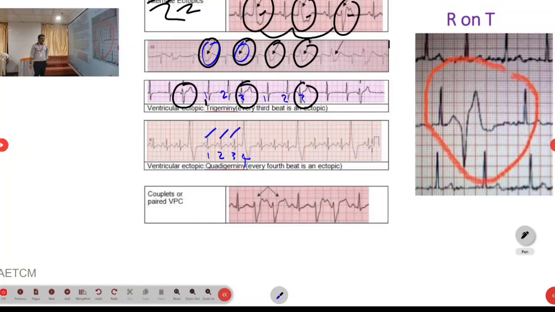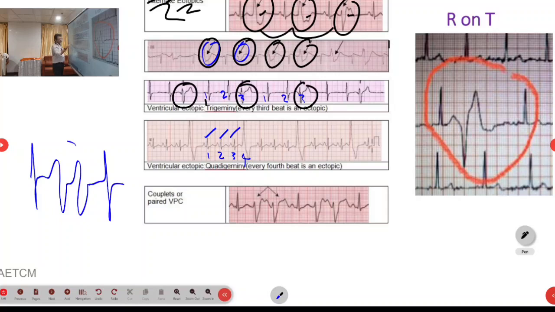Okay. Now what is a couplet? A couplet is a different form of ectopic. So you have a normal QRS complex, then the next one is an ectopic, next also an ectopic, and again you get a normal QRS. So two ectopics in a row are called couplets. Couplets are also not very good.